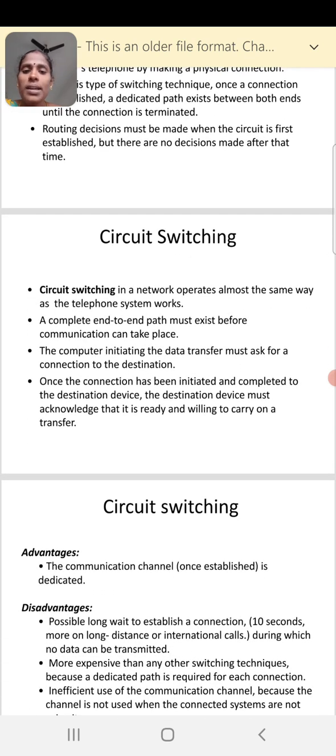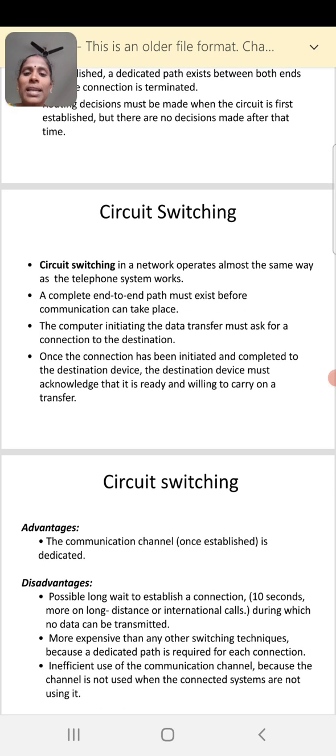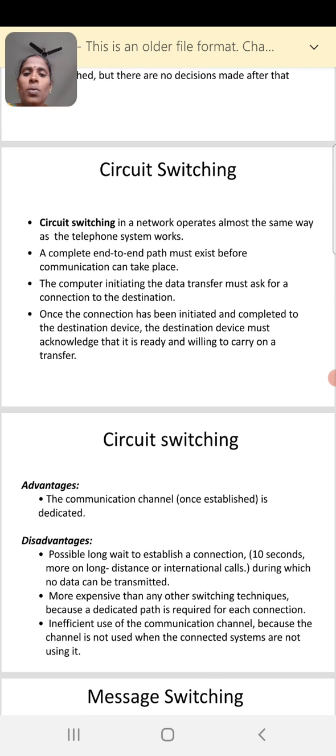Circuit switching in a network operates almost the same way as the telephone system works. A completed end-to-end path must exist before communication can take place. The computer initiating the data transfer must ask for a connection to the destination. Once the connection has been initiated and completed to the destination device, the destination device must acknowledge that it is ready and willing to carry on a transfer.